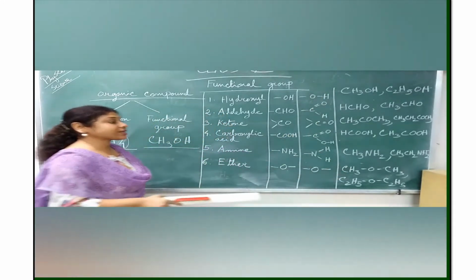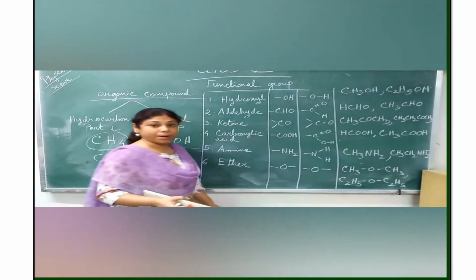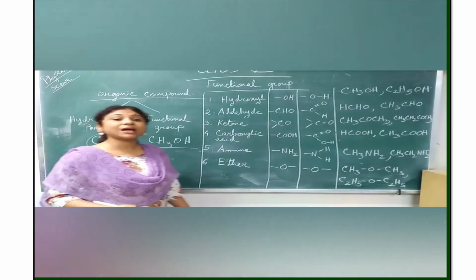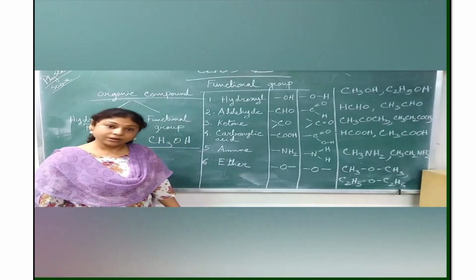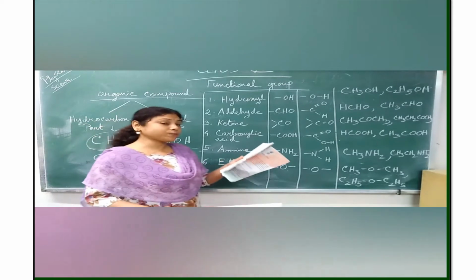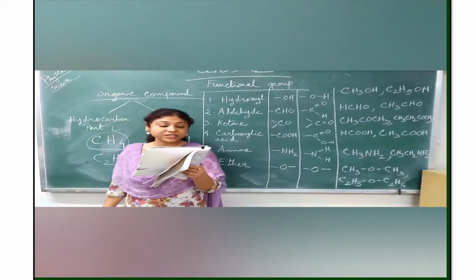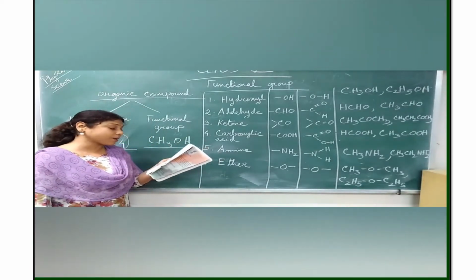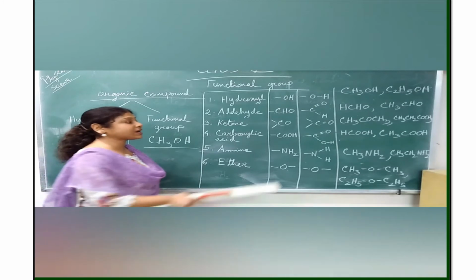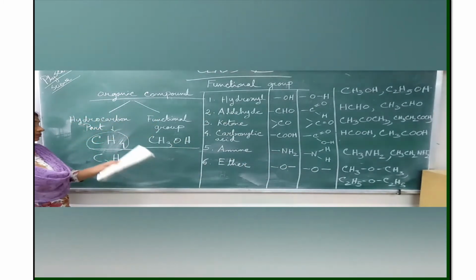On the basis of what type of compound it is, the chemical properties of organic compounds will change. Okay, so I hope you have understood the definition of functional group. Functional group is an atom or group of atoms, the presence of which in organic compounds controls its chemical properties. Now I am starting this table.